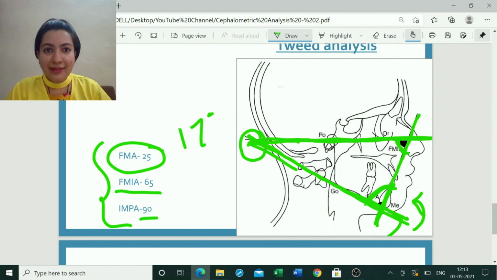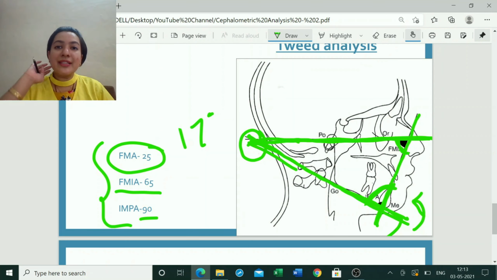Now, again inference, if you have understood, you'll be able to infer it yourself. Suppose my IMPA increases and it comes to 100 degrees, it means my lower incisors are what? Proclined in respect to mandibular base. Okay, and if it is less than 90 degrees, it means they're retroclined over the mandibular base.